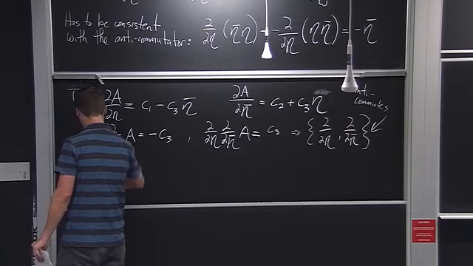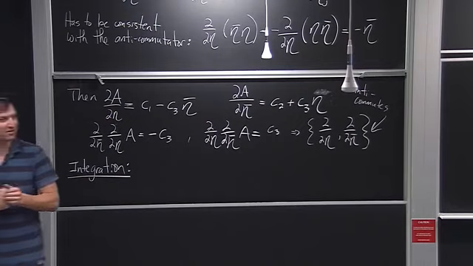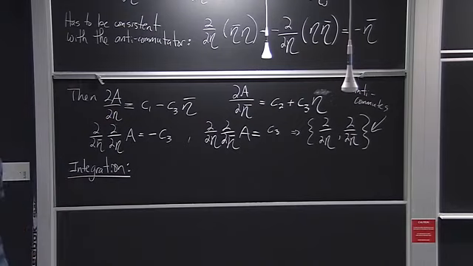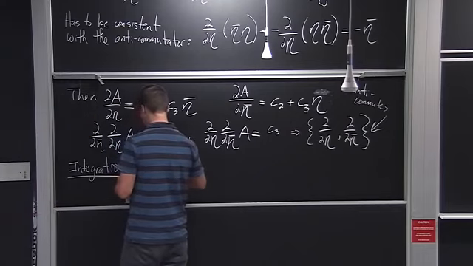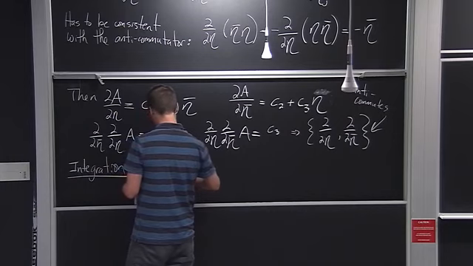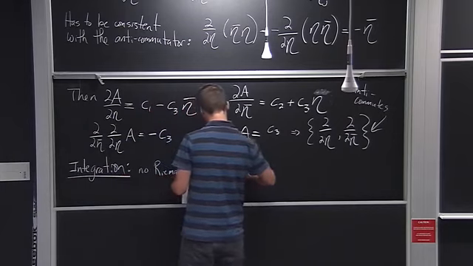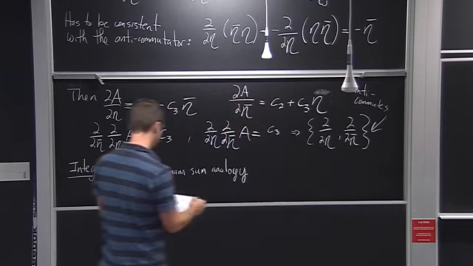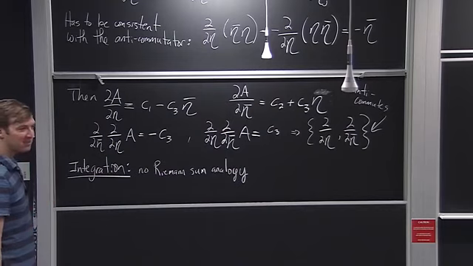It gets worse. There's no Riemann sum analogy to define integration. So integration is defined a little differently for Grassmann numbers. It's just defined to make sense, essentially.